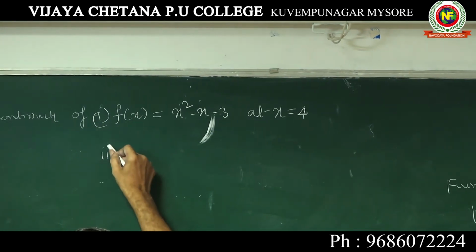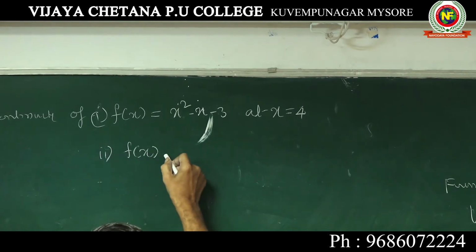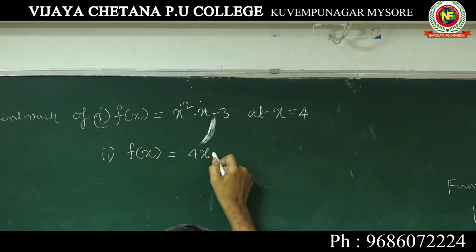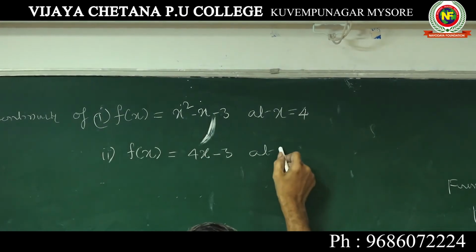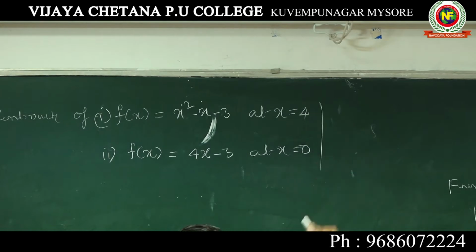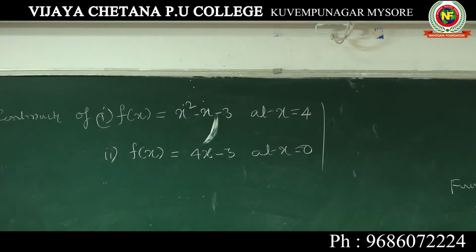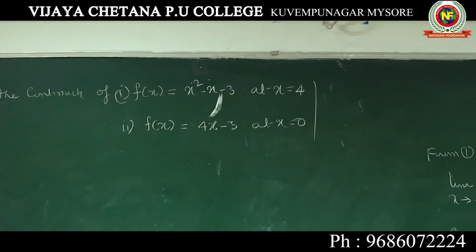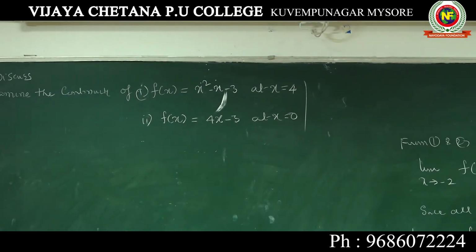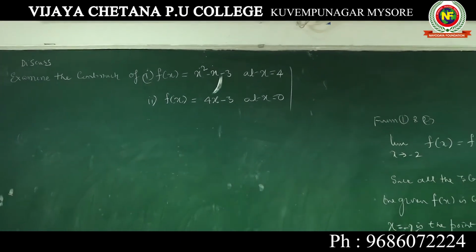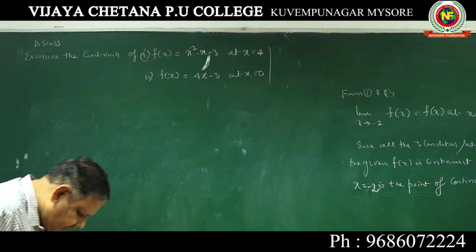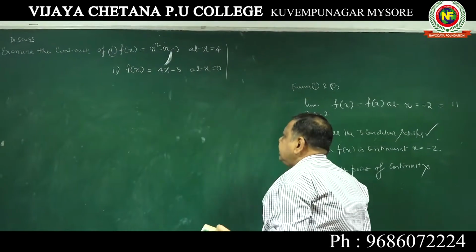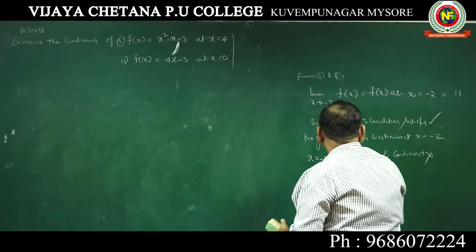Second one, you can take f of x is equal to 4x minus 3 at x equal to 0. So these are the 2 problems you can check, do it, practice well: examine the continuity of the function f of x equal to x square minus x minus 3 at x equal to 4, and f of x equal to 4x minus 3 at x equal to 0. First find out whether the function is defined, afterwards check the limit, whether it is the same, then you will get the answer.